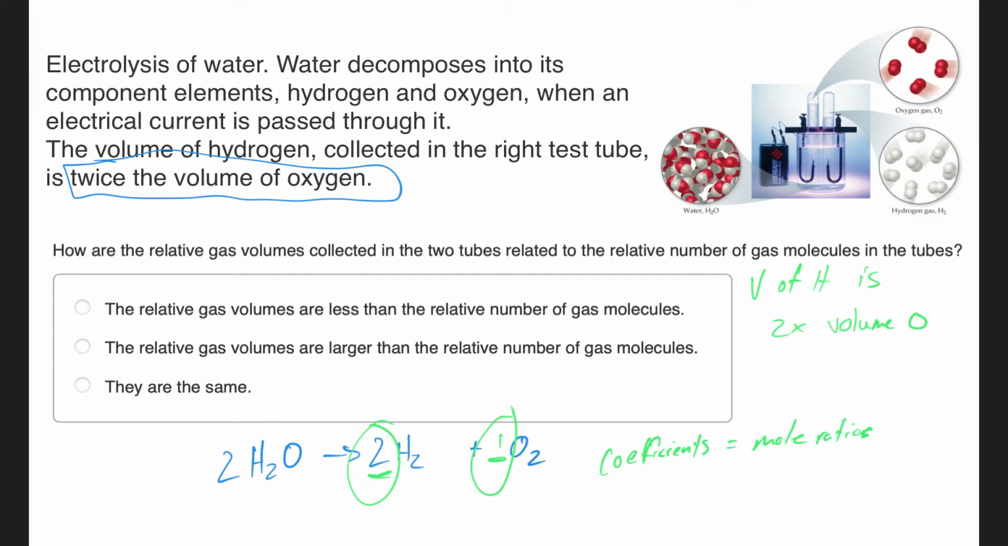Now, maybe the wording in this question is what threw you. Maybe not. Only you know the answer to that. They are the same.